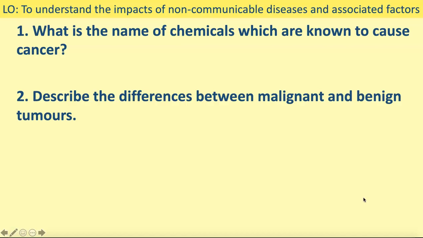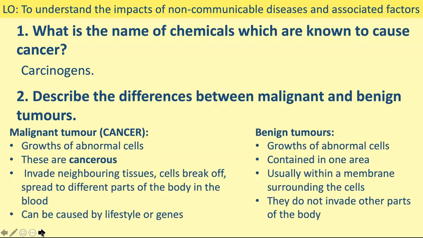Okay, so for question 1, what is the name of the chemicals which are known to cause cancer? They are carcinogens. And then question 2, describe the differences between malignant and benign tumours. So you can pause the video to mark this answer. I've just listed the definitions of each. So malignant tumours and benign tumours are growths of abnormal cells, but malignant tumours are cancerous, benign are not. Benign are contained in one area, usually surrounded by a membrane. They don't invade other parts of the body, whereas malignant tumours do.